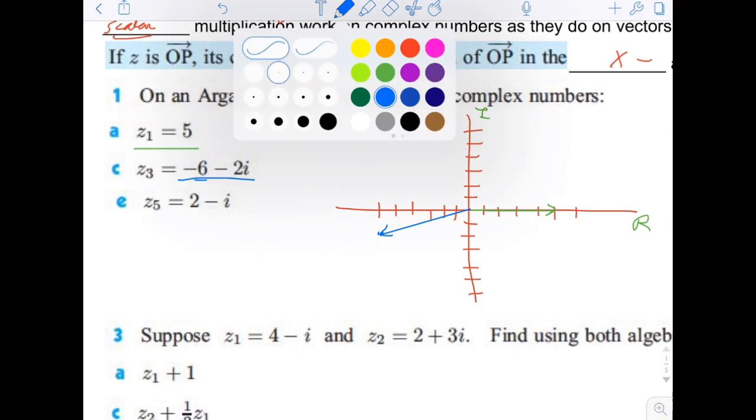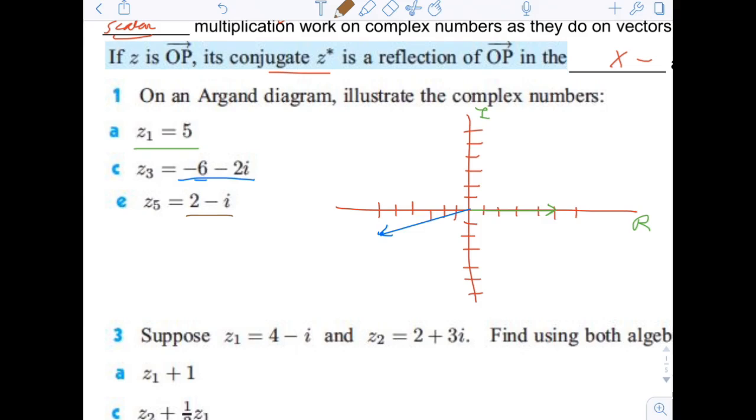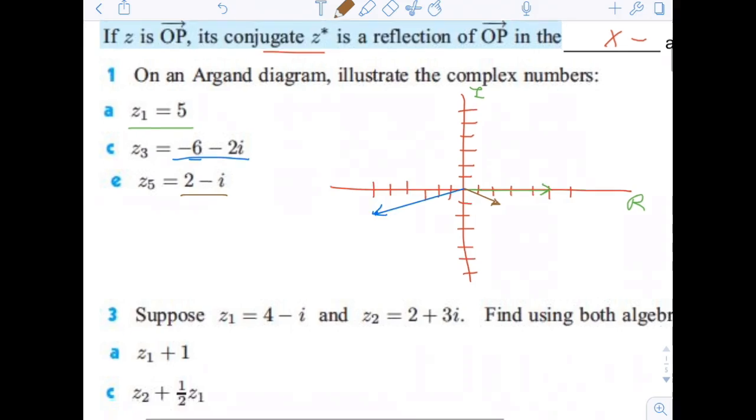Okay. And last of all, 2 minus i. 2 minus i would be 2 to the right and 1 down, which would be right there. Okay, that was 2 minus i. So we've drawn the three vectors on this Argand diagram. Okay, number 3.